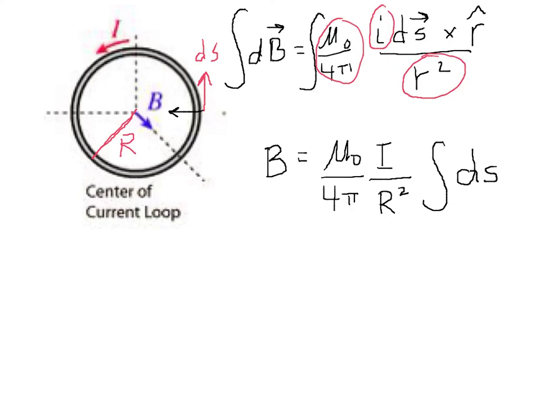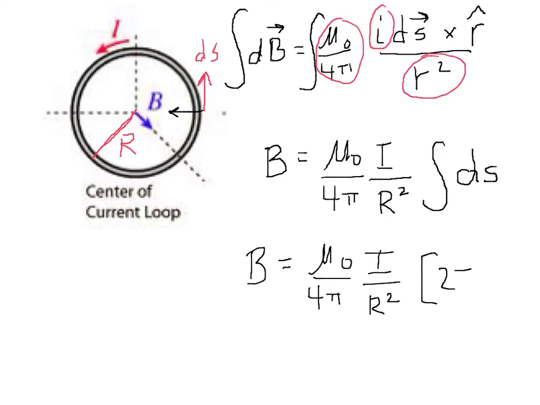So we're just taking the sum of all the little ds's, all the little segments of current. Well, if you go around the entire loop, what are you going to add up there? You're going to add up the entire circumference of that circle. So now we can rewrite this without the integral sign, and everything stays the same out here, and we're just going to get the circumference of that circle, which is 2 pi r.